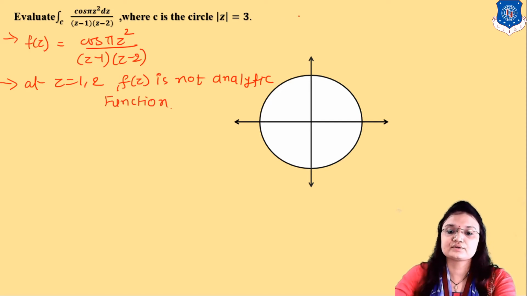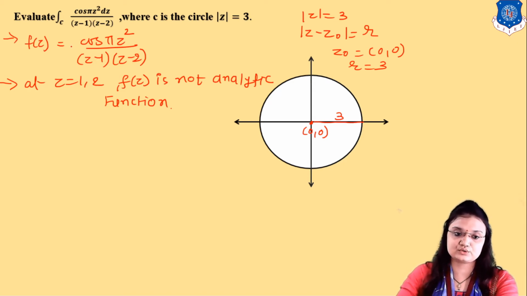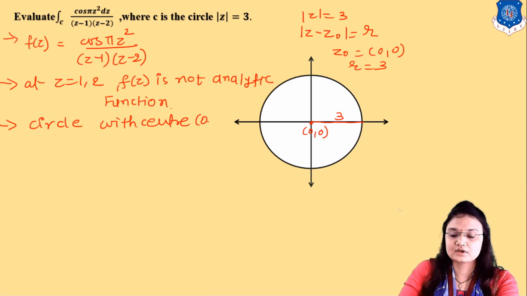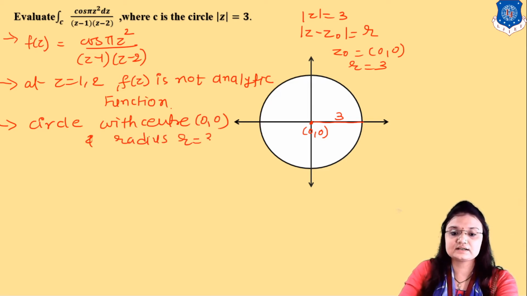And here we have modulus of z equal to 3. So compare it with modulus of z minus z0 equal to r. We can say that our center point z0 is 0, 0 and radius r is equal to 3. So this is the circle with center point 0, 0 and radius r equal to 3.